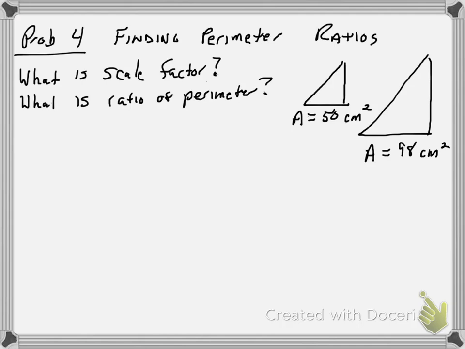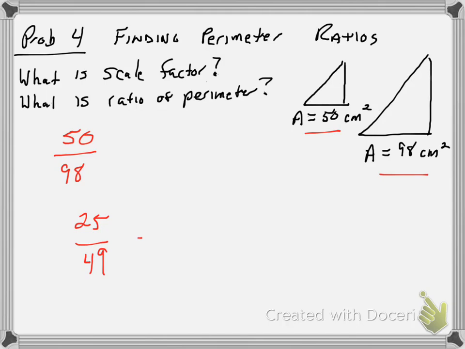Finding the perimeter ratio, they want to know what is the scale factor and then what is the ratio of the perimeters. They're the same thing, it's really the same question. So what we need to do is take our ratio of our areas, 50 over 98. We're going to reduce this fraction as far as we can. Put it in your calculator, hit enter, let it reduce it for you. That's going to give me 25 over 49, because you just take 2 out of both of them, in all honesty.